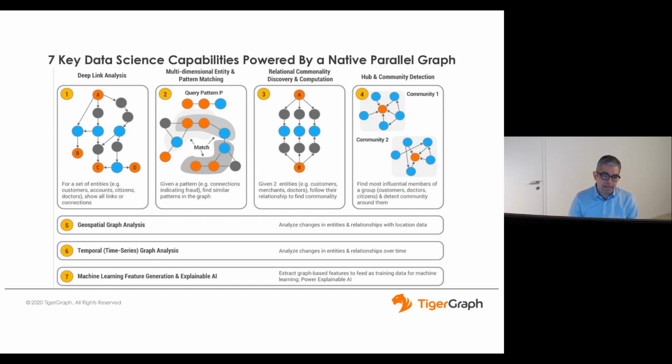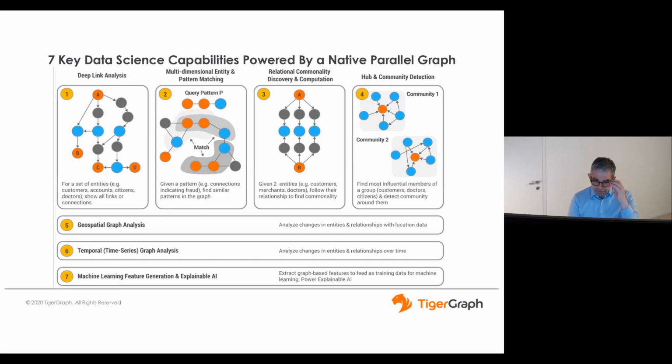Second is pattern matching, identifying similar patterns in a given set of entities, maybe fraud rings that have a certain pattern of activity, where you can learn from and identify other fraud rings that show the same pattern of activity.